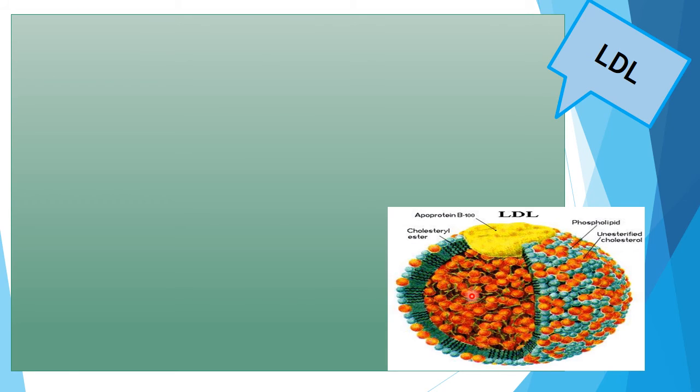You can also see the structure of the lipoprotein is like this. So ApoB100, you can see it is a large quantity. Then cholesterol ester in the core, and phospholipids are present, and unesterified cholesterol is also present here.